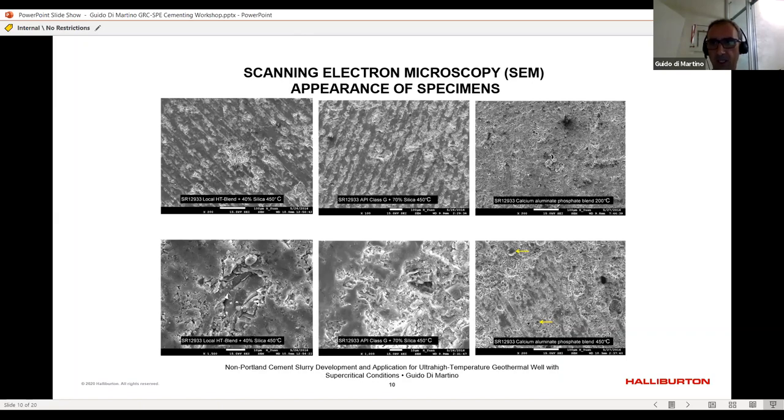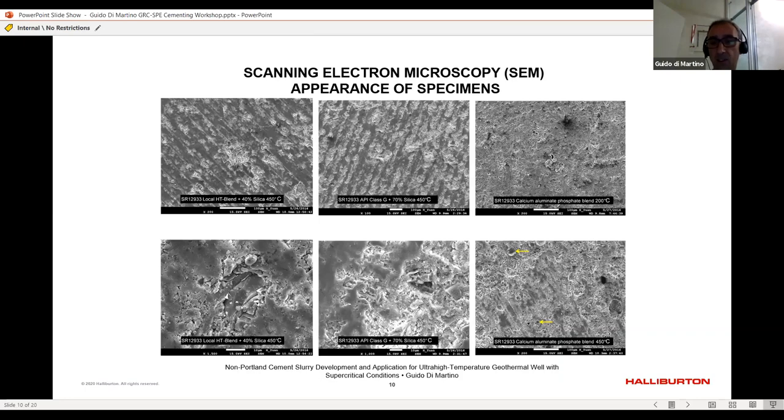In contrast, after exposure to 450 Celsius for 7 days, the structure appeared to be more porous. The API class G with 70% silica added was similar and had very few structures on the order of 10 micron or larger that could be pores. There were no regular spherical structures at higher magnification similar to the ones seen in the local ready-mix blend of API class G plus 40% silica.